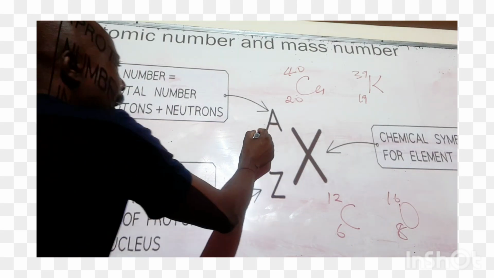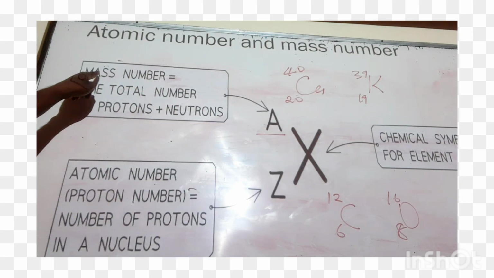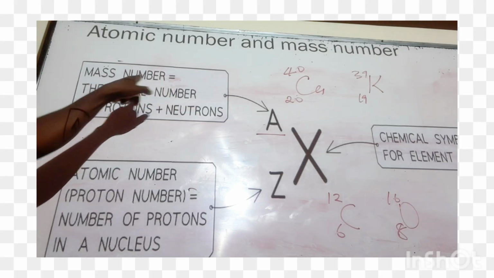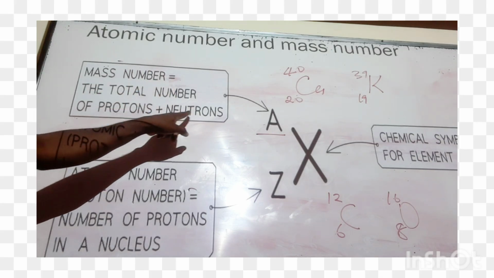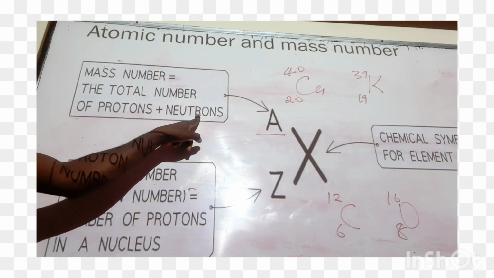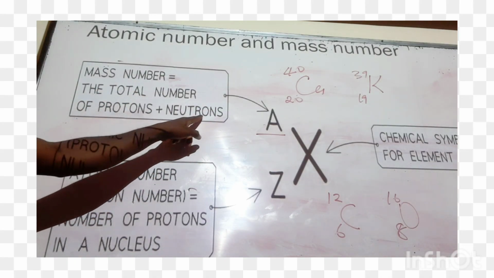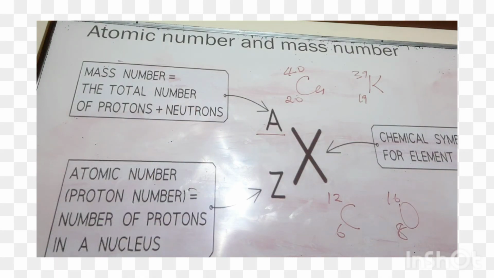So here A, as we have identified, equals the mass number. A is the mass number, which equals the total number of protons plus neutrons. Z is the atomic number, which equals the number of protons in the nucleus of an atom.